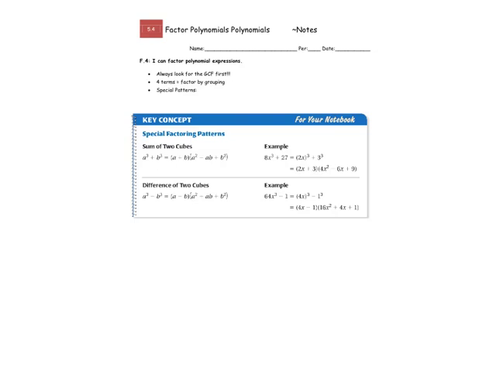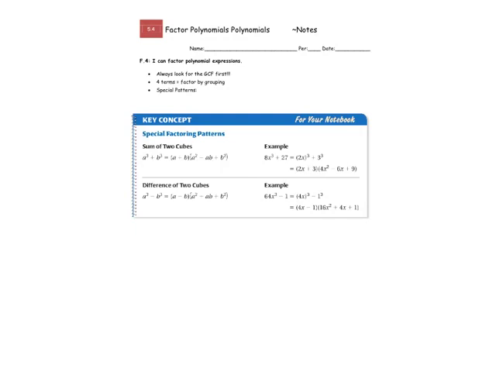Okay, the first part of section 5.4 is to factor. So this comes from standard F.4, which says I can factor polynomial expressions. So of course, when we're dealing with factoring, you always look for the GCF first. When there's 4 terms, you're going to factor by grouping, and we're also going to take a look at some special patterns. All right, so first, special patterns when factoring.